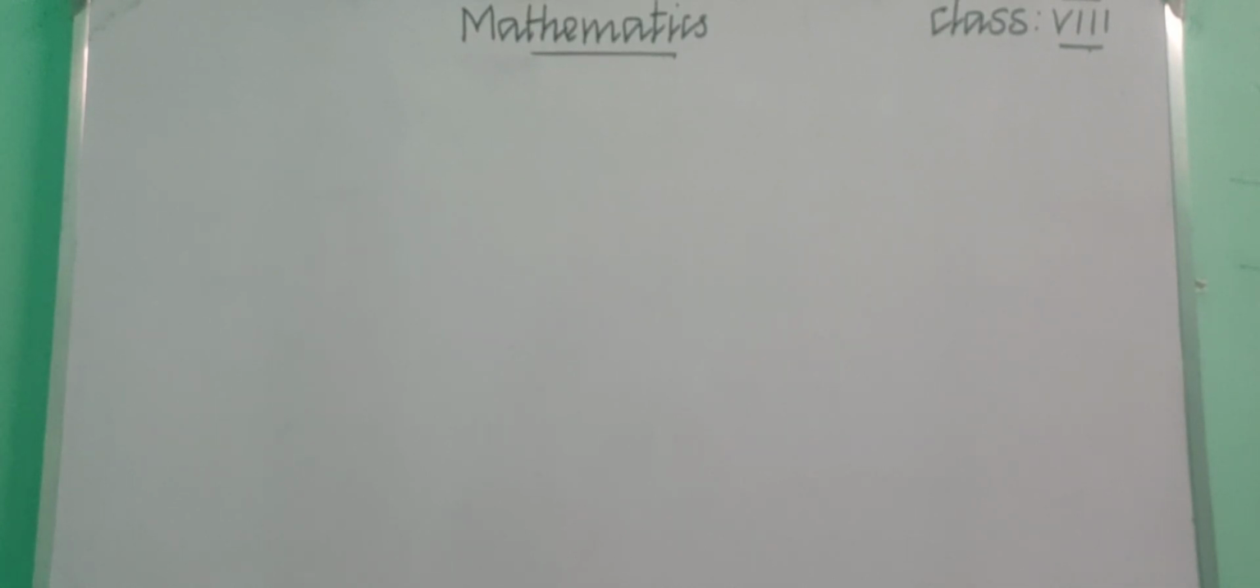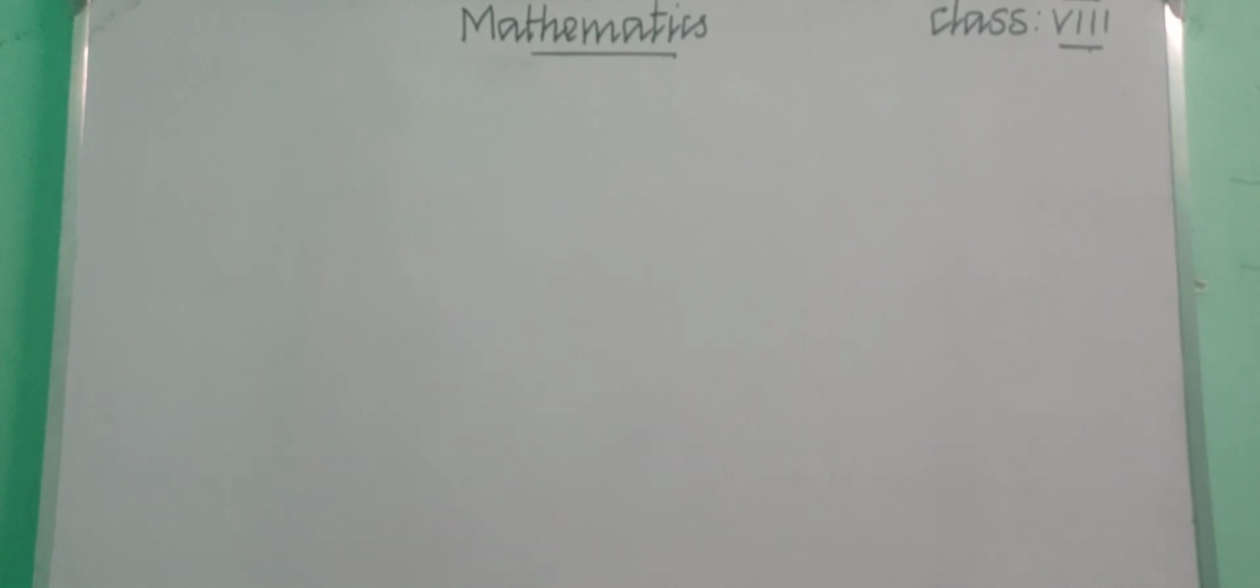So closure property means if you are having any two rational numbers, if you are adding or subtracting any two rational numbers, we need to get the answer, the sum, difference, product, all these we need to get the same rational number. That is called closure property.